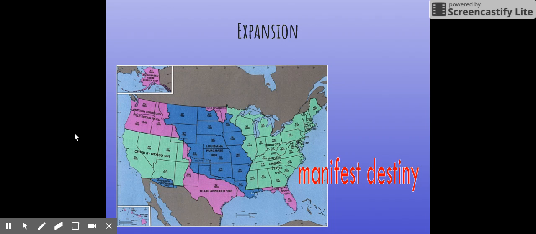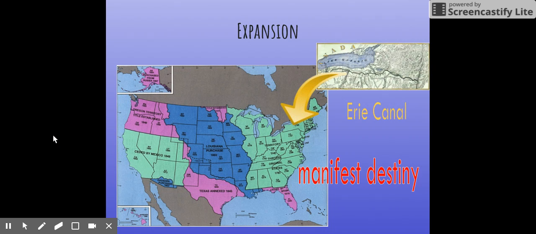This unit has a lot with expansion, and I would associate expansion with that term manifest destiny, that attitude Americans were developing that they were going to make it to the Pacific, that they were going to control the whole continent. And with expansion, they built more roads and canals, our most famous being the Erie Canal that really opened up trade between the Great Lakes and New York. And a number of territories were added.